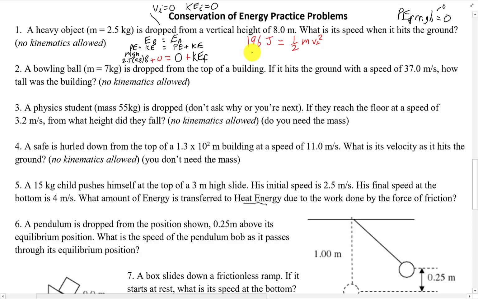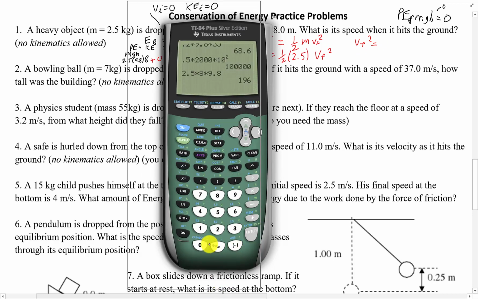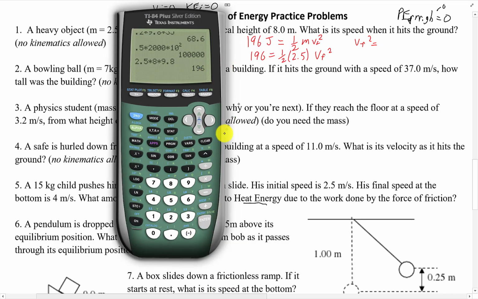So 196 is equal to 1/2 mass. So 1/2 times 2.5, and then Vf squared. So Vf squared is equal to 196 multiplied by 2, divided by 2.5, and that'll be Vf squared. And now square root it. And that gives us the speed of impact.